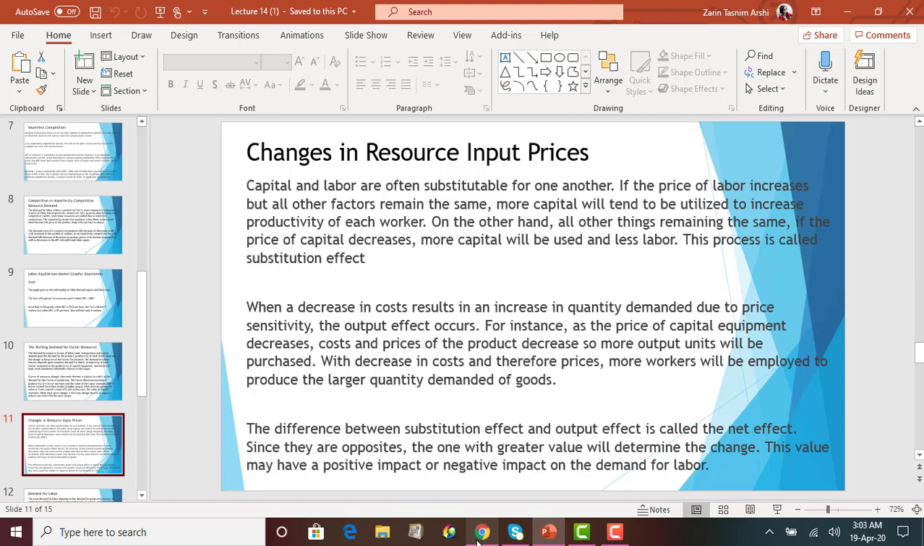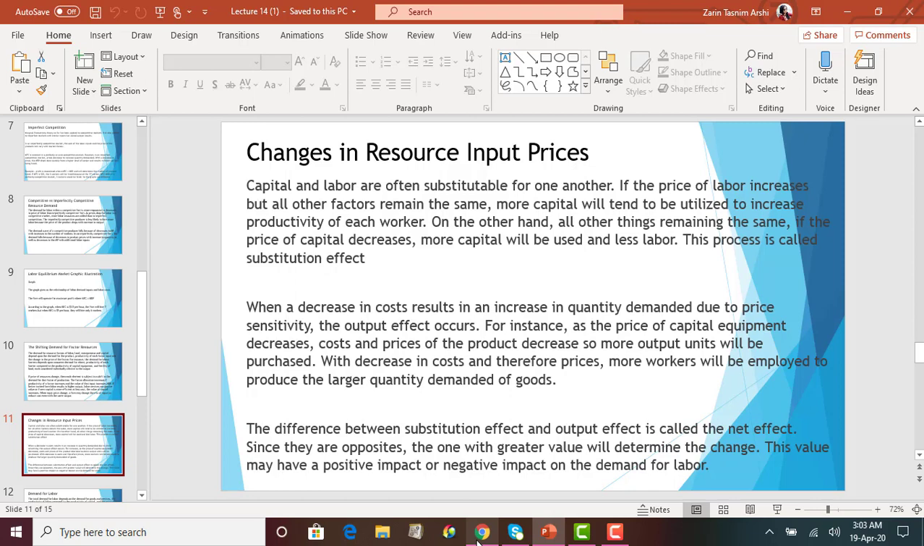This is known as substitution effect. But there is also another effect that we have to take into account in case of demand. When there is a decrease in cost that results in increased demand, the output effect occurs. So we have to compare the substitution effect and the output effect. We know what a substitution effect is.